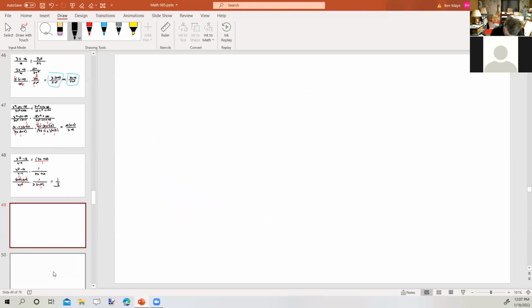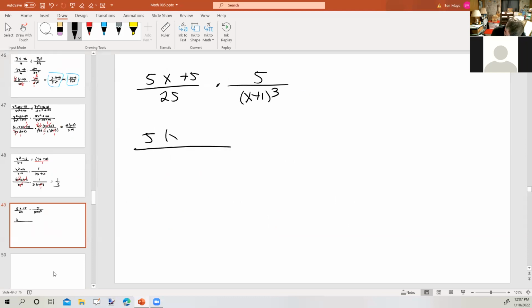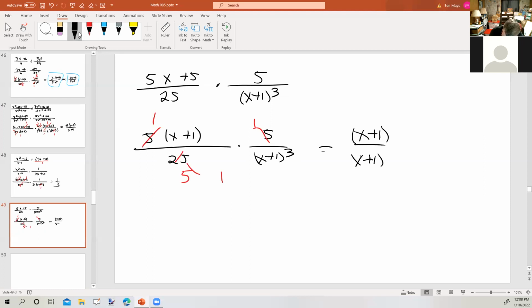This is 5x plus 5 over 25 times 5 over x plus 1 cubed. I could take a 5 out of the numerator on the left. I've got that, okay? So now 5 over 25 reduces to 1 over 5. 5 over 5 reduces to 1 over 1. So what have I got left? I've got x plus 1 over x plus 1 cubed.